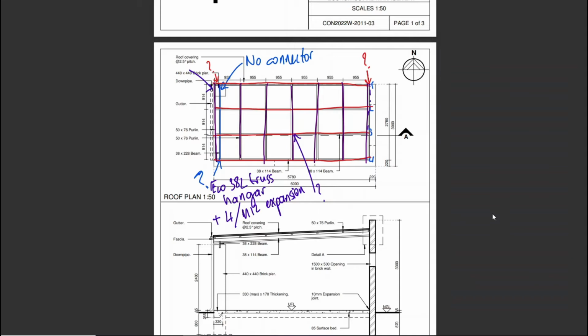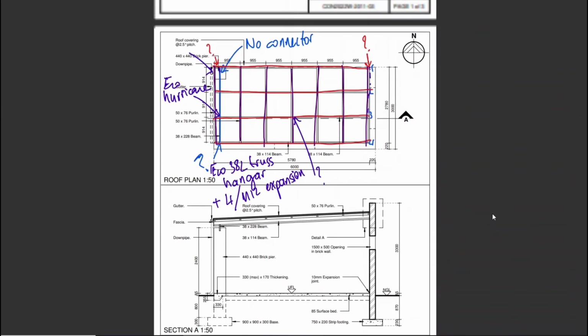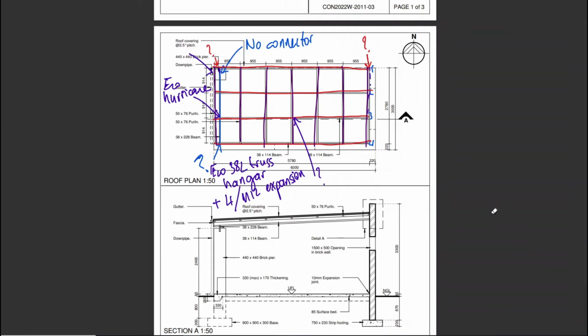But where the secondary beam meets the main beam, we're going to have what's called an Eco hurricane clip. Okay. And after that, we're just left with the purlins. We don't specify how the purlins are fixed, but I would suggest it is probably the serrated roofing nails.